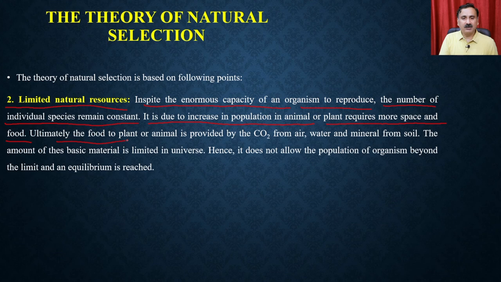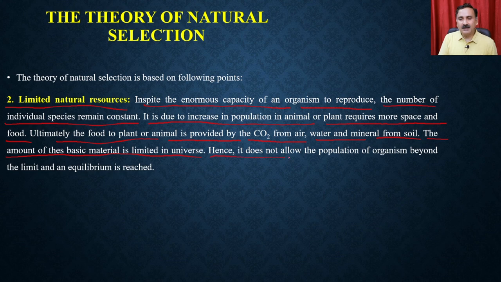And ultimately, the food to the plant or animal is provided by the carbon dioxide from the air, water, and minerals from the soil. So the amount of these basic materials is limited in the universe, right? You have limited natural resources. You have a limited amount of water, a limited amount of oxygen, a limited amount of carbon dioxide, and even the sunlight is also limited, right?